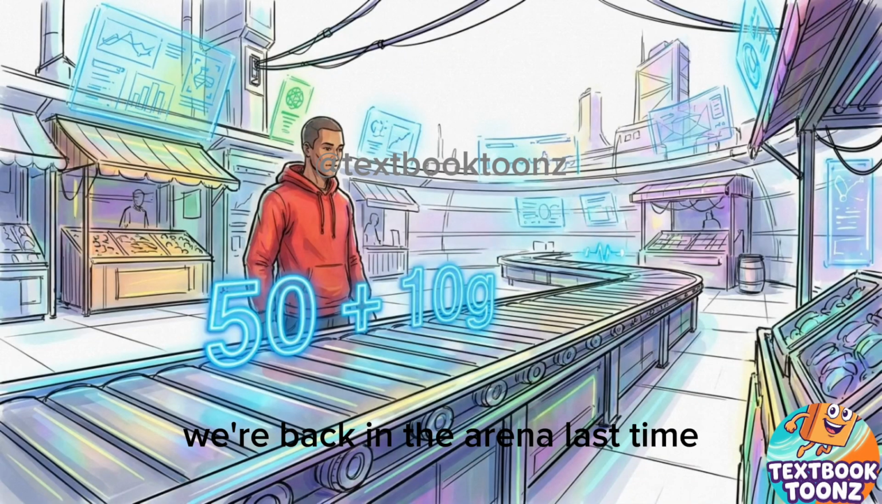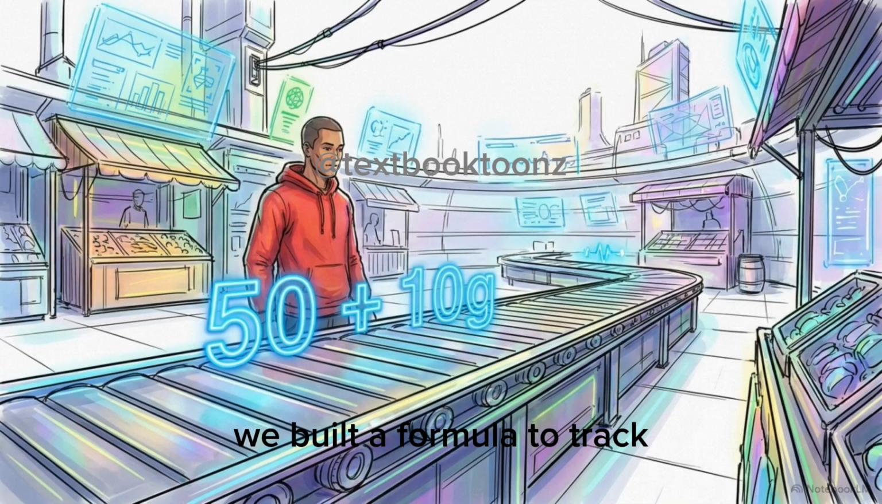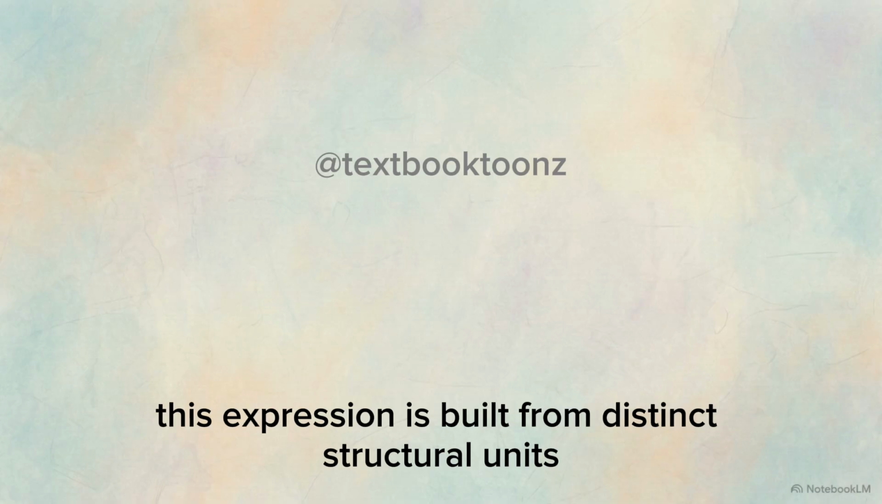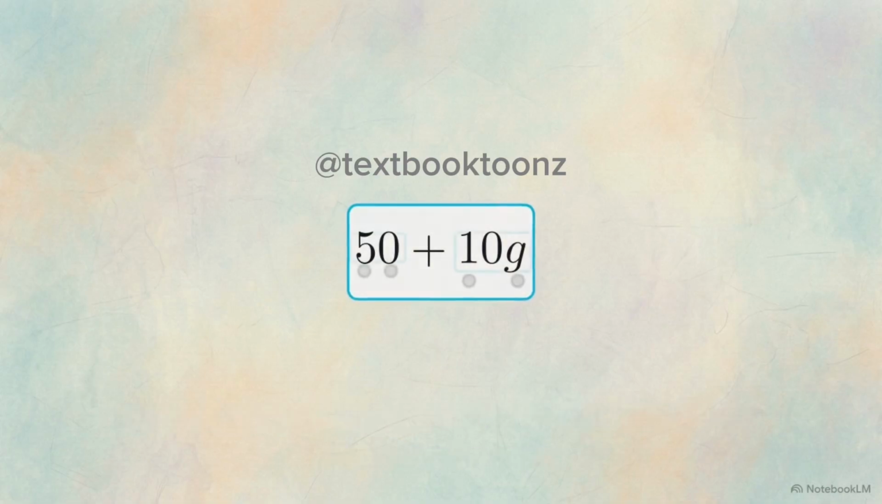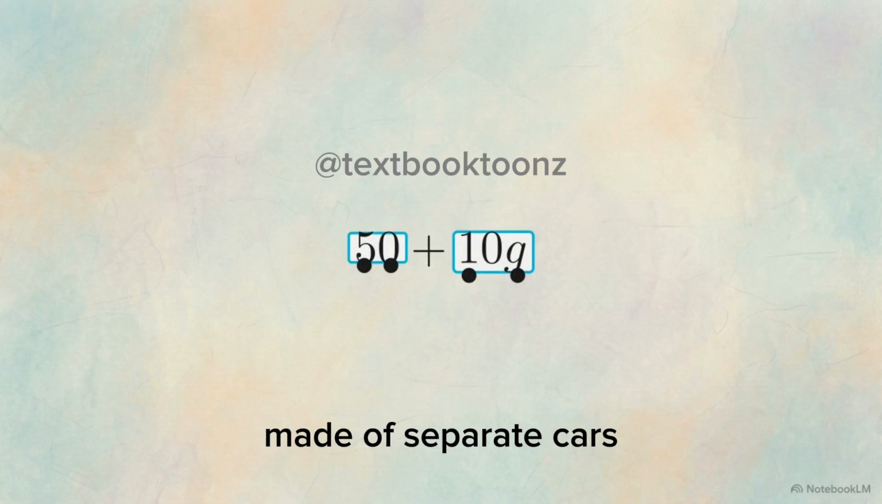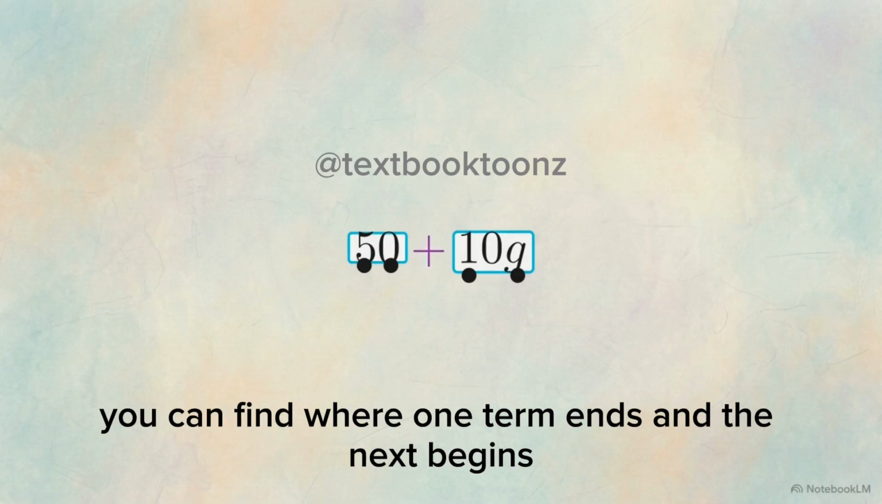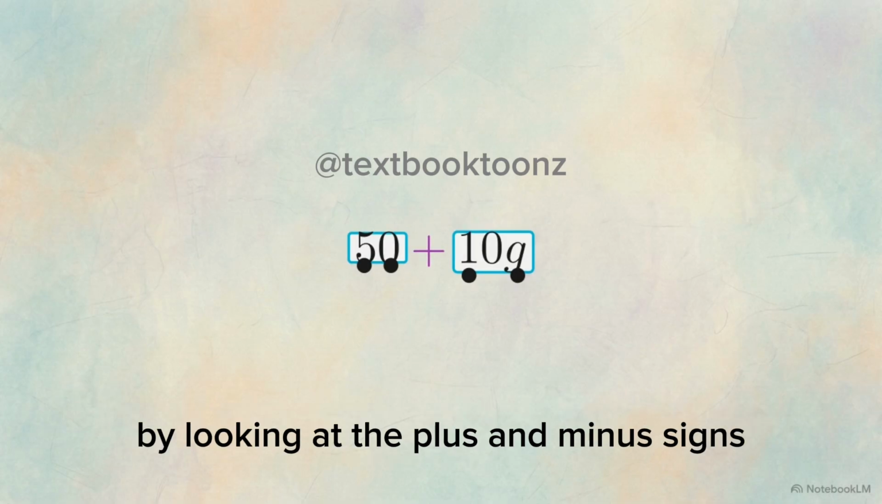We're back in the arena. Last time, we built a formula to track Rohan's budget at the arcade, 50 plus 10 times G. This expression is built from distinct structural units called terms. Instead of a single mass of math, the expression functions like a train made of separate cars. You can find where one term ends and the next begins by looking at the plus and minus signs.